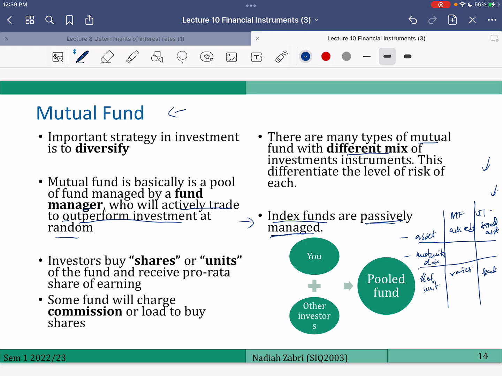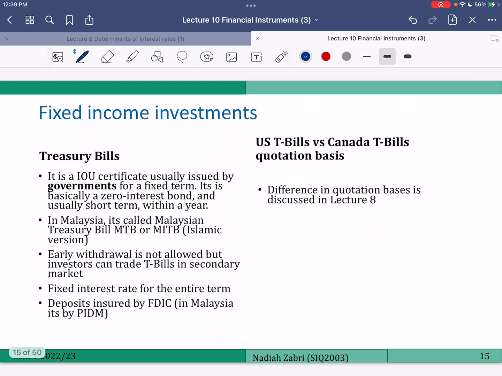So we're done with mutual funds. Now we go a bit into fixed income investment. As I said, fixed income investment will have zero coupon bonds. An example of a zero coupon bond is the Treasury bill. In Malaysia, our zero coupon bond is called the Malaysian Treasury Bill, or MTB, or the Islamic version, MITB. This is issued by the Malaysian government. Early withdrawal is not allowed for Treasury bills, and if you want to sell early, you trade it in the secondary market.